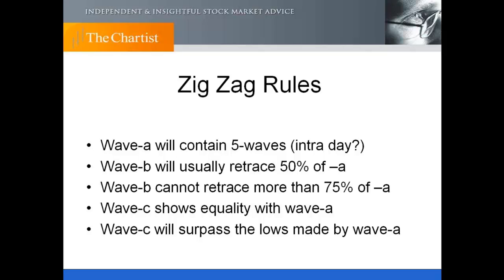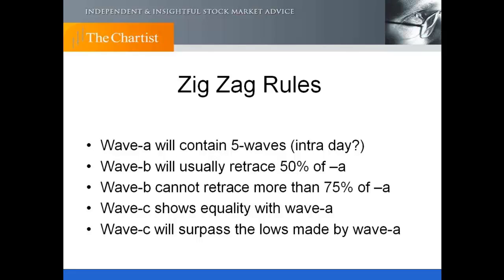So, zigzag rules, or guidelines I should actually call them. Wave A is an impulse, okay? It should contain 5 waves, but wave A and wave C are always impulsive waves. They will tend to be quite clean and aggressive. You may not be able to see the 5 waves on an end-of-day chart. You may need to go down to an intraday chart to see those.